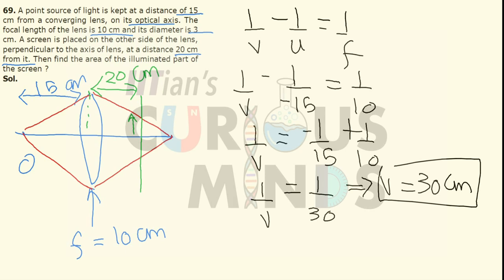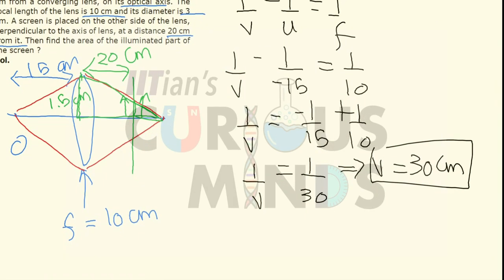If I draw a line over here, the diameter is given as 3 centimeter. So this height will be equal to 1.5 centimeter. Let us calculate this other height. For that I will take two similar triangles. This is the first triangle and this is the second triangle over here.